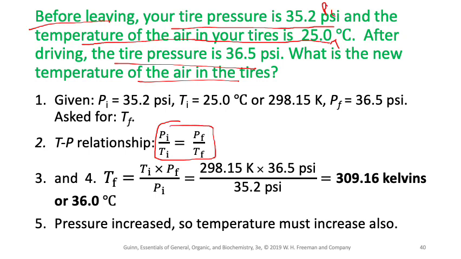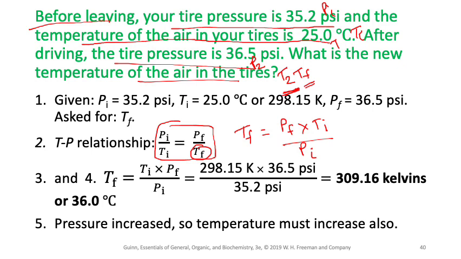So initial pressure is 35.2, initial temperature was 25 degrees Celsius, final pressure was 36.5, and you're going to calculate the final temperature T2. And we know T2 is your TF. You can say T2 or TF, they are the same. So for your final temperature, the equation comes out to be TF is equal to final pressure times initial temperature divided by initial pressure, and then plug in the values.